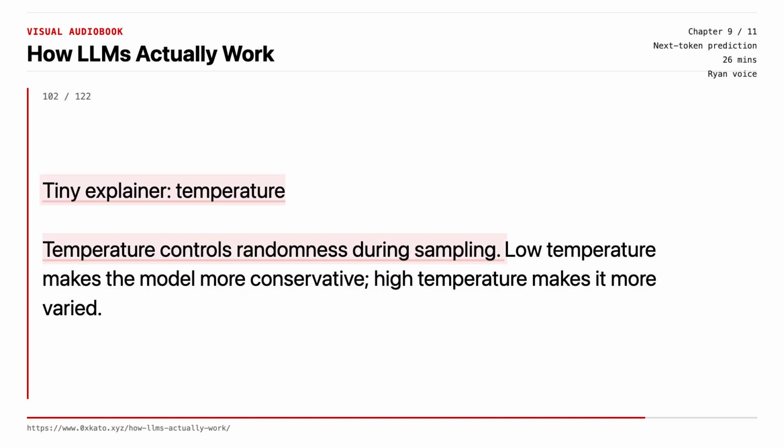Tiny explainer. Temperature. Temperature controls randomness during sampling. Low temperature makes the model more conservative. High temperature makes it more varied.